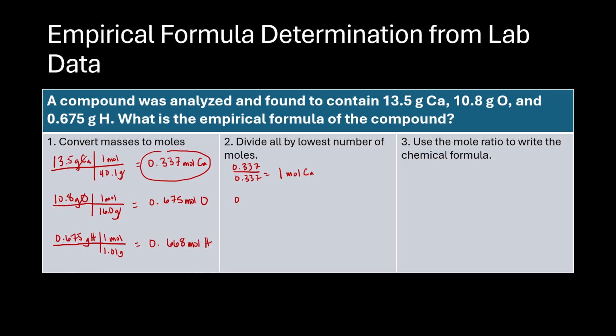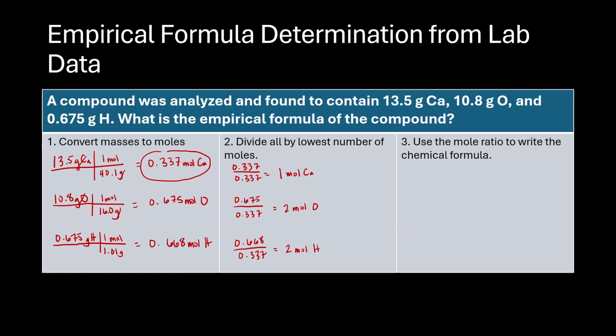Then we go 0.675 divided by 0.337, and we get approximately 2 moles of oxygen. And then 0.668 divided by 0.337, and we get, again, approximately 2 moles of hydrogen. So now that basically gave us the ratio.